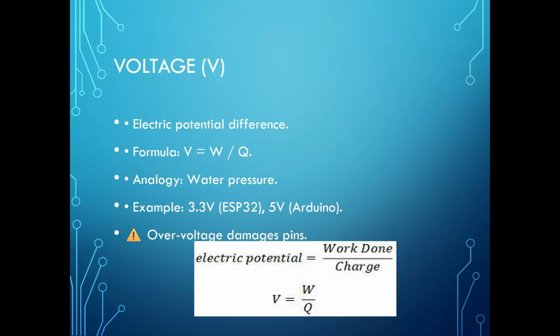In Arduino boards, the pin is 5 volts. ESP32 has a 3.3 volt pin. Question for you: what will happen if you connect a 5 volt sensor to a 3.3 volt pin? Any thought? Yes, the pin might fry because the voltage exceeded safe limits. So overvoltage damages the pin.